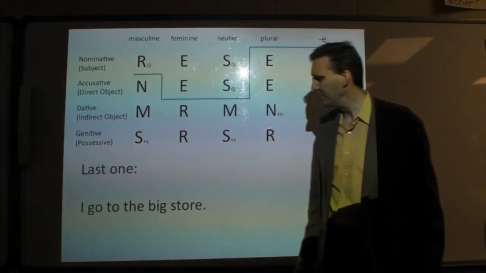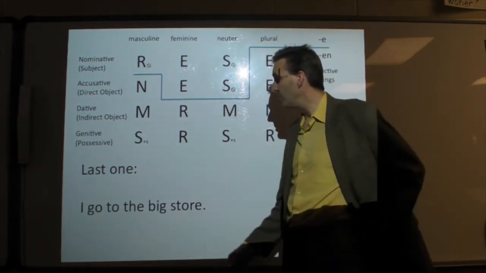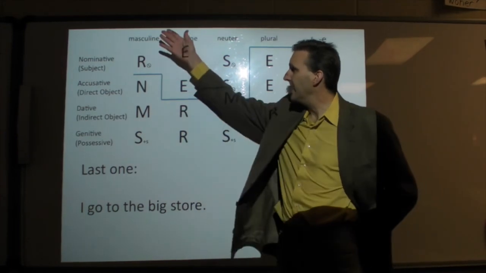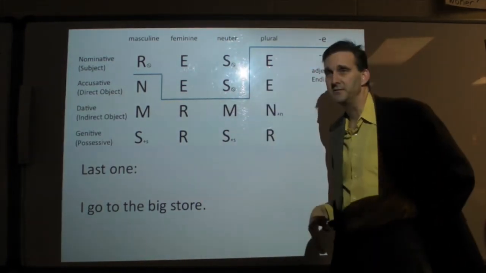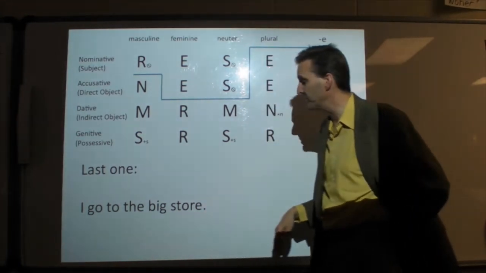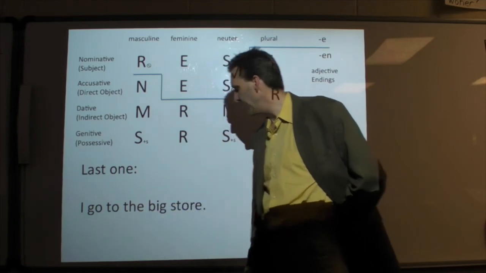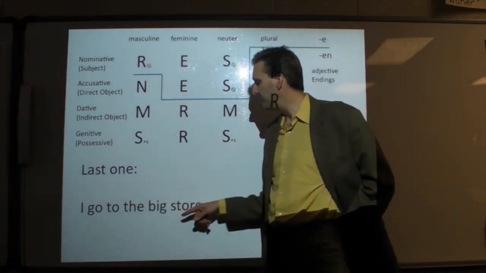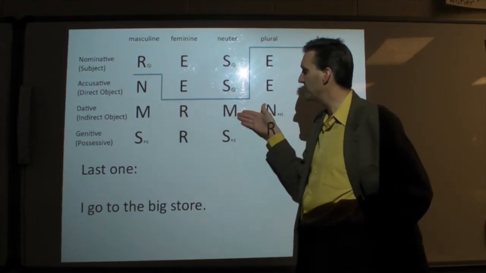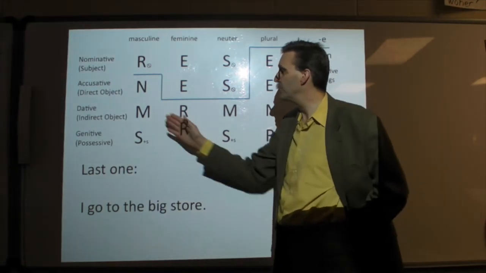Alright? Last one. I go to the big store. Okay? Store is Laden, or Geschäft, okay? Laden is actually masculine. Geschäft, I believe, is neuter, yes. Okay, so it's actually not going to matter that much. I'll still get it right. So, ich gehe zu, okay? Zu, and then the big store. If it's going to be Laden, it's an M, but if it's going to be Geschäft, it's M. So it's M either way.